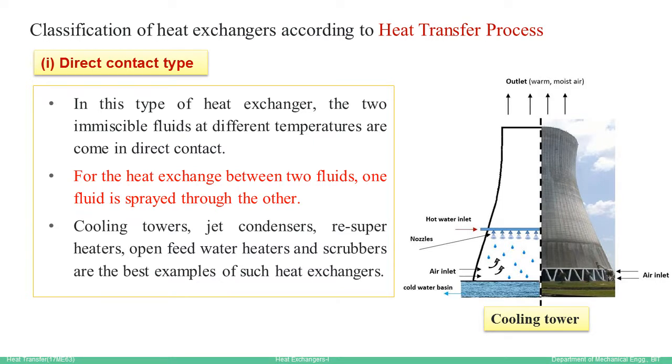There are many useful applications of this direct contact type, as you can see in the case of a cooling tower, or in jet condensers, and also in re-superheaters, open feed water heaters, and also scrubbers. And these are all different components of a power plant. We will have a different course on power plant engineering or energy engineering, wherein all these components or accessories of a power plant will be detailed, and they will be studied in detail.